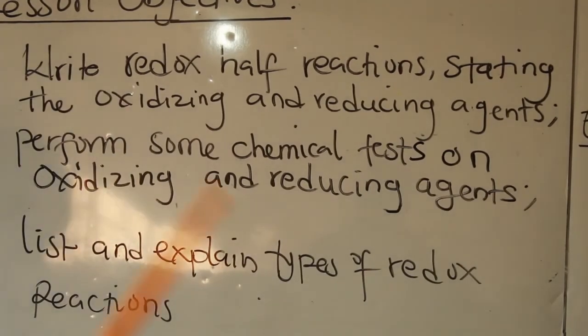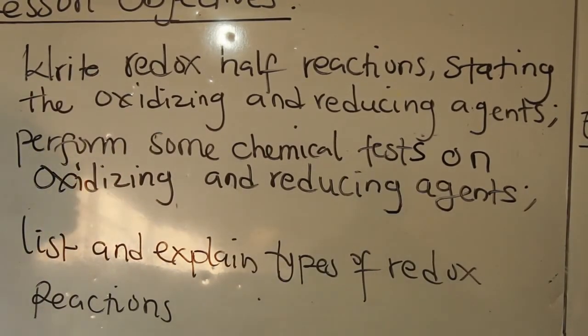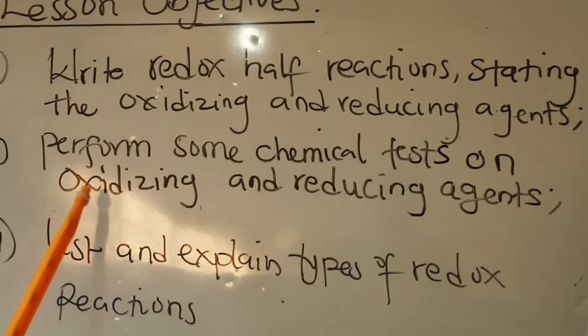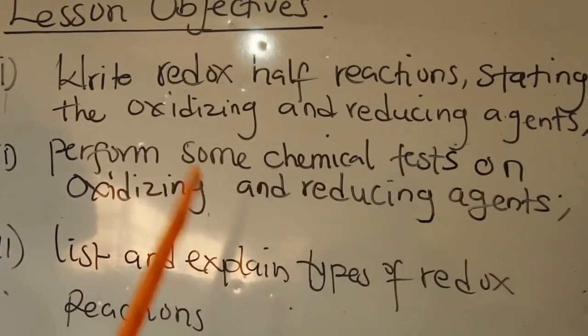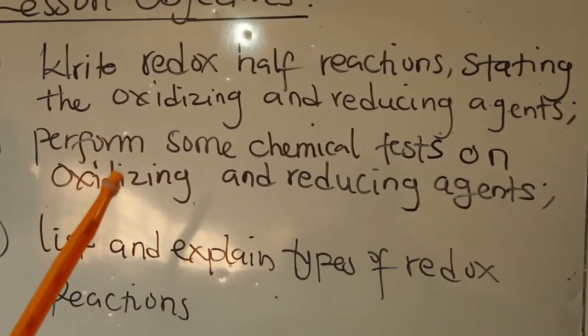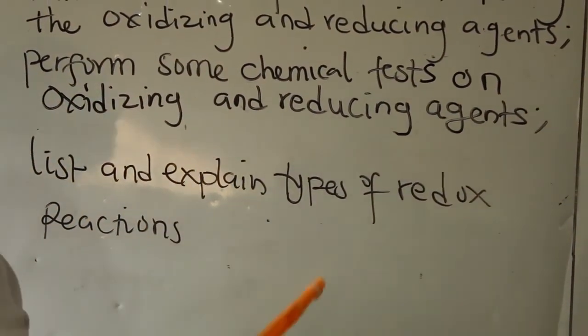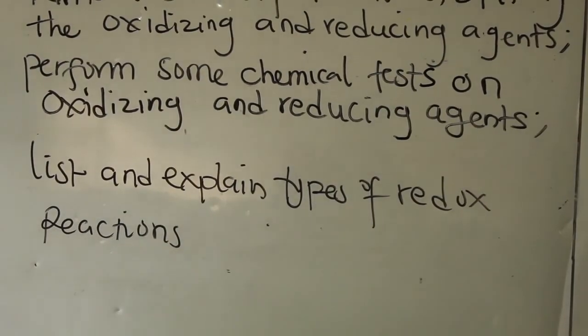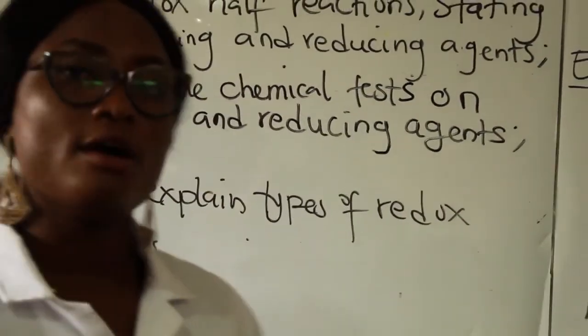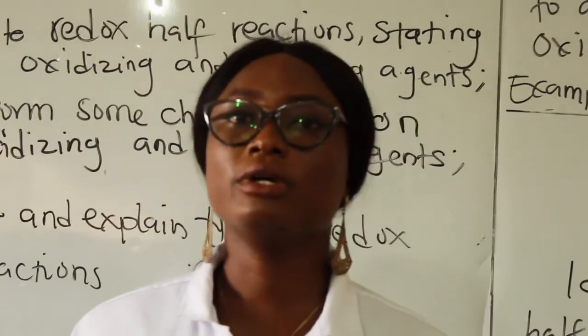These are the lesson objectives for today. The first one, we'll write redox half reactions, stating the oxidizing and reducing agents. And then we'll perform some chemical tests on oxidizing and reducing agents. And finally, we'll be listing and explaining some types of redox reaction. So I'm going to start right away.